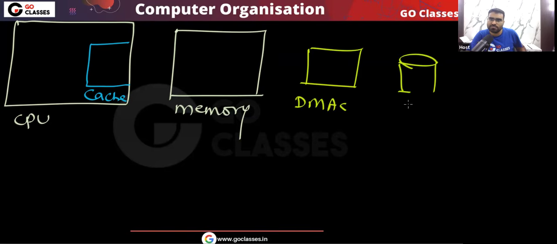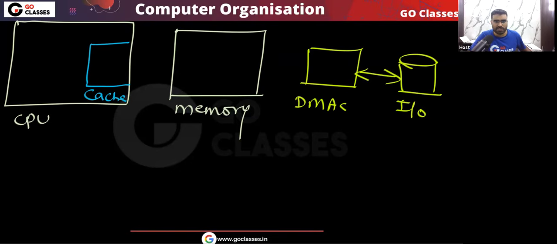This is the main memory. And there is a CPU here, and there is a cache memory here. Here you have a cache memory. And there is this IO device which is connected to the DMA. So there is a DMA, the DMA controller, and there is an IO device.